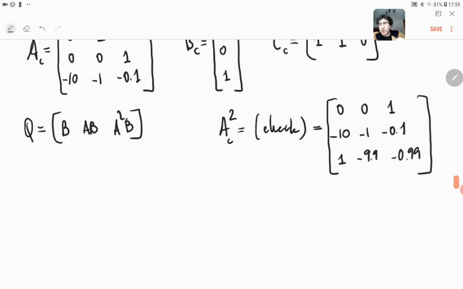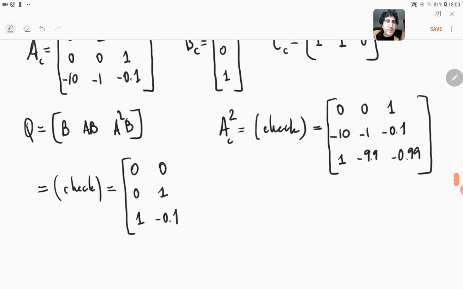Okay, so again Q will be, please check this, first the B vector by itself, 0, 0, 1, then the A matrix multiplied by the B vector, so that's going to turn out to be 0, 1, minus 0.1, and finally A squared B, which you can calculate from this A squared that I've given to you, so 1, minus 0.1, and minus 0.99. Okay, so that's our Q matrix.